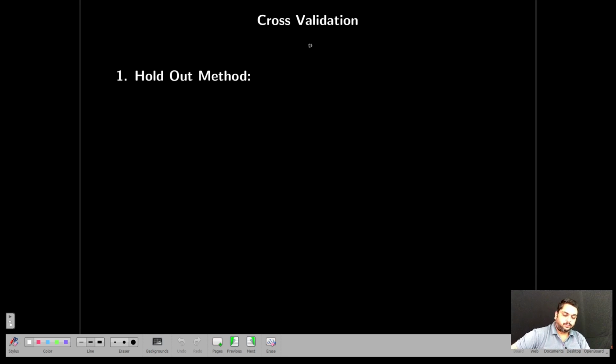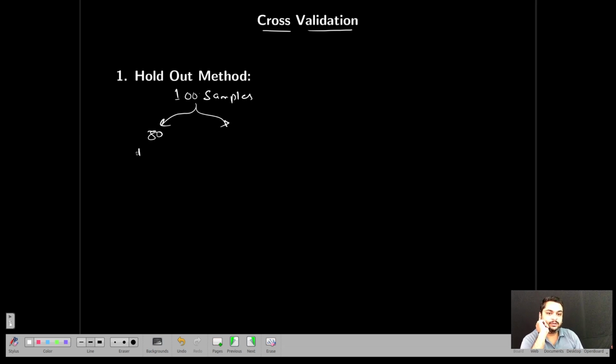Once you build your model, what are the different methods or techniques we can use for cross-validation? The first one is the simplest, the hold-out method. In the hold-out method, say we have 100 samples. Out of these, we randomly select 70% or 80%, say 80 samples, for training, and the remaining 20 samples are randomly chosen for testing. This is nothing but the hold-out method.